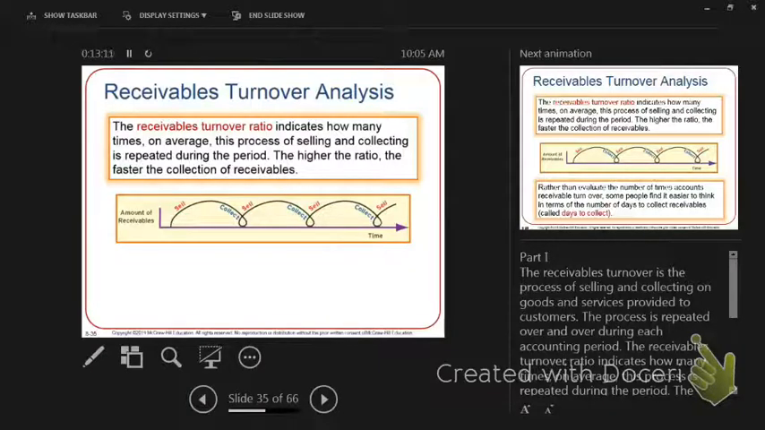The higher the ratio, the faster we are collecting our accounts receivable. We want to collect our accounts receivable as fast as possible. The slower we collect it, the longer we are going without the cash. And the longer we go without collecting the money, the better chance we have of never collecting the money.